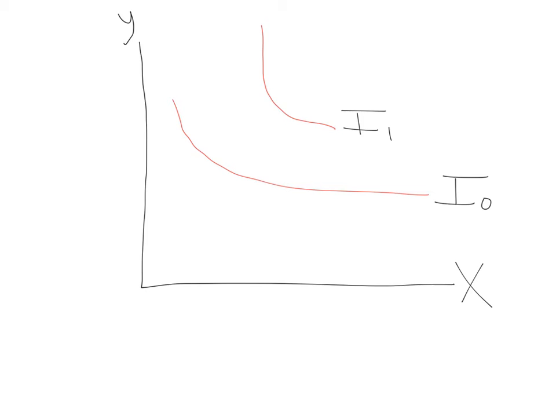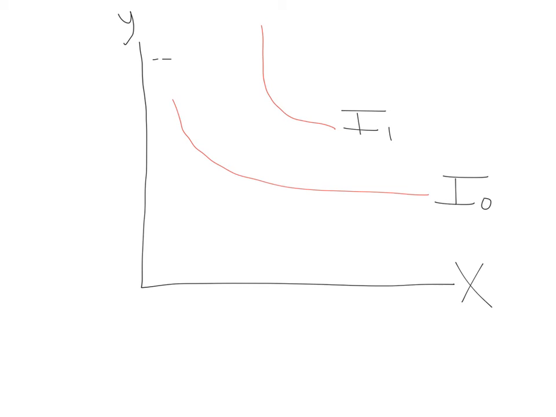For instance, consider this. Say I ask you, which of these 2 consumers values the good on the horizontal axis, the X, a lot more? So you have 2 consumers, I0 and I1. Which of these 2 consumers shows more value for X? Well, since the slope of the indifference curve is the value the consumer has for X, then it must be the consumer in I1 who values X more than the consumer in I0, because the slope of I1 is a lot steeper than the slope of I0.